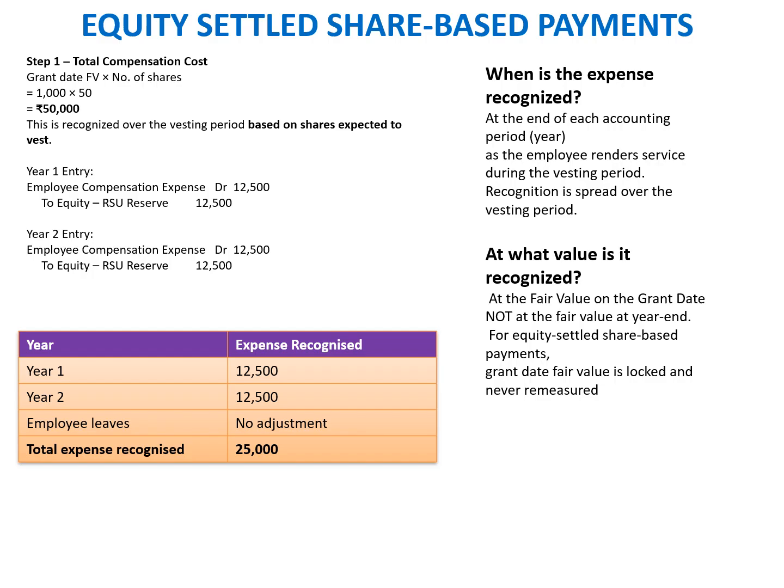Year two entry will also be the same. There's no change, which means that expenses got recognized in year one and year two. And then the employee leaves, which means that the employee has left the organization. So there is no recognition in the third year, because the employee has not fulfilled the condition for the vesting, and hence nothing would be recognized here. Total expense recognized would be 25,000.